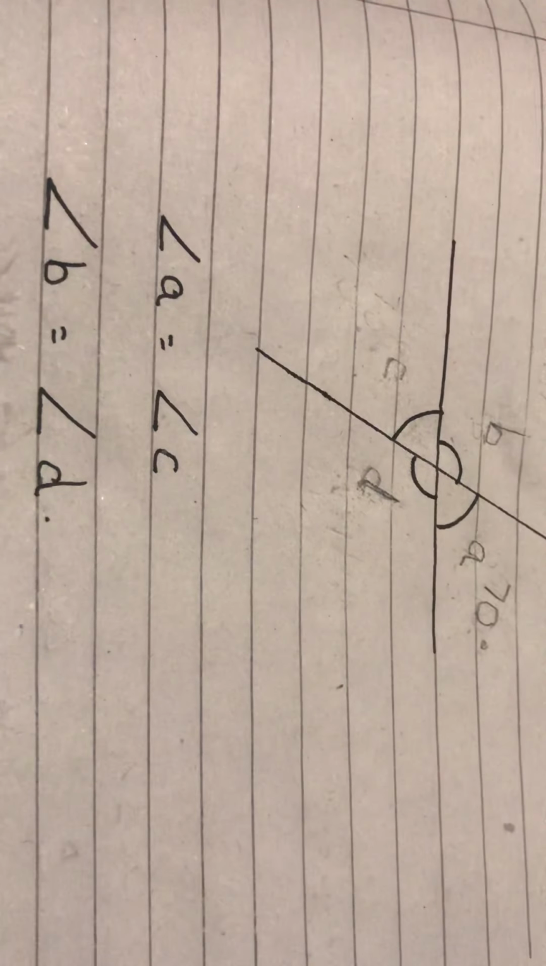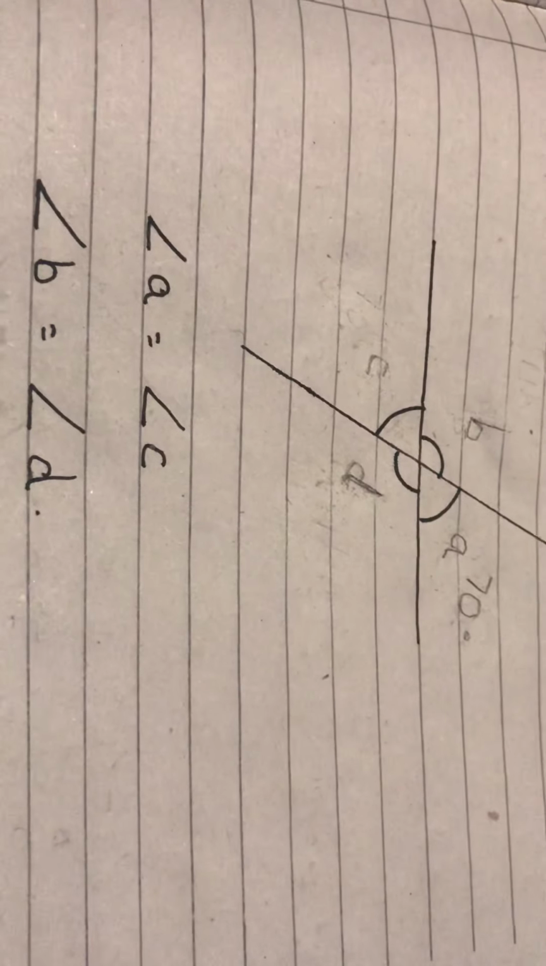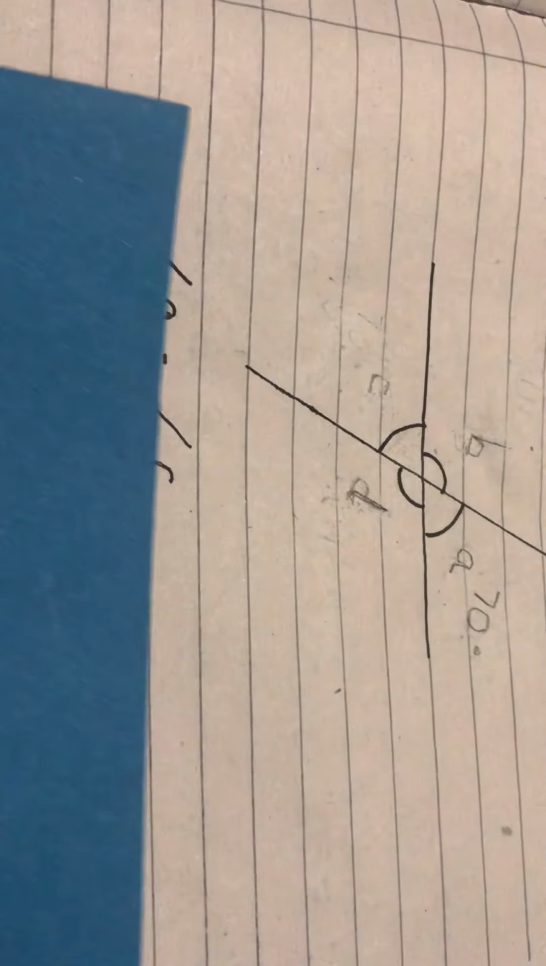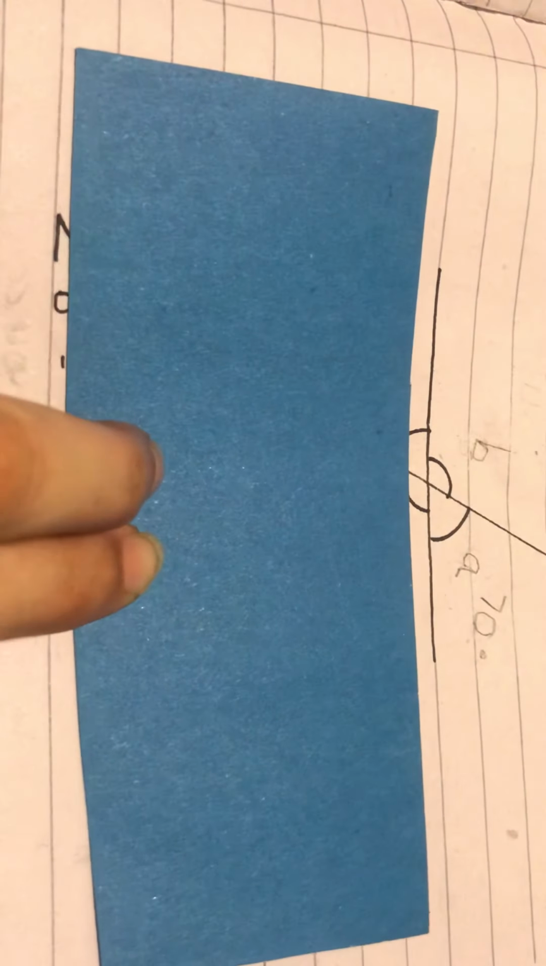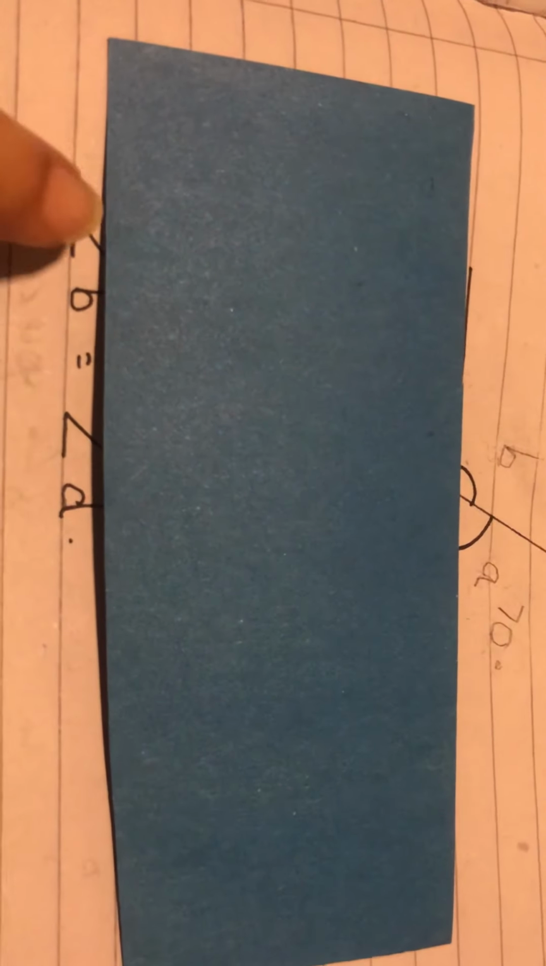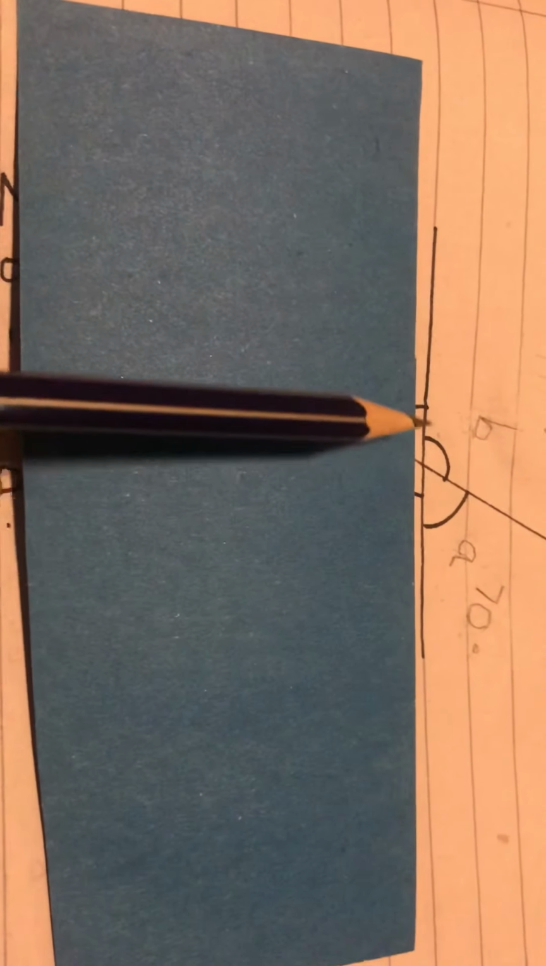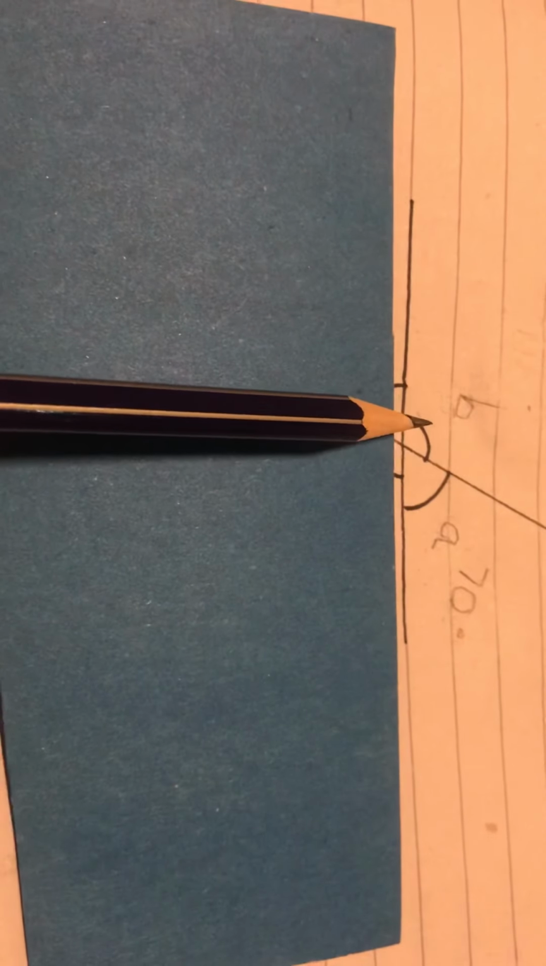Now, to find out B, we need to hide C and D, so let's hide it with something like this. Yes, right. Now, as you can see, angle A and angle B are falling on a straight line. So, we can use the formula of a straight line, right? Just like this. A plus B equals 180 degrees. Then you take away 70 from 180 and you are left with 110.